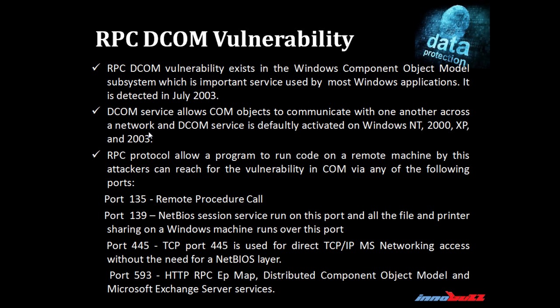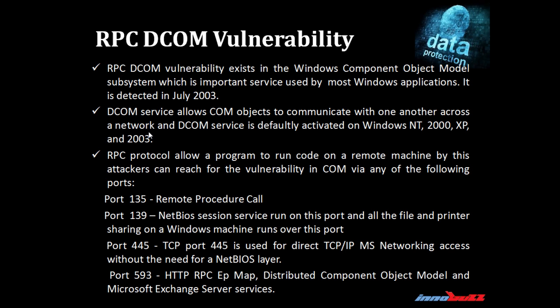Now we shall take a look at the RPC DCOM vulnerability. The RPC DCOM vulnerability exists in the Windows Component Object Model subsystem, which is an important service used by most Windows applications. It was detected in July 2003. The DCOM service allows COM objects to communicate with one another across a network, and it is activated by default on Windows NT, 2000, XP, and 2003. The RPC protocol allows a program to run code on a remote machine.